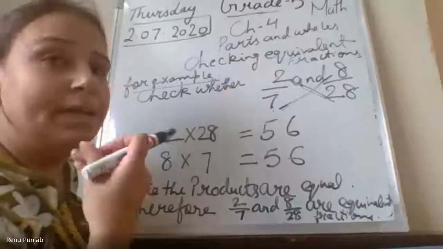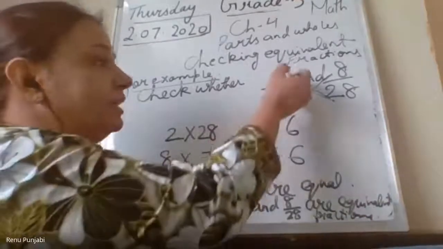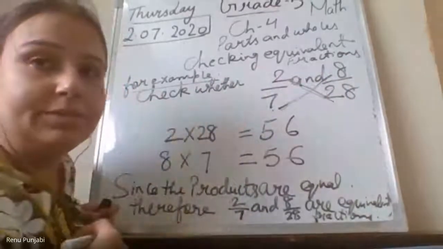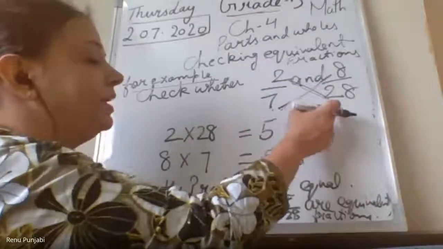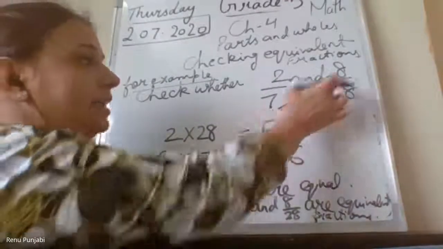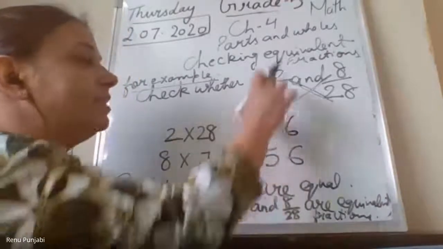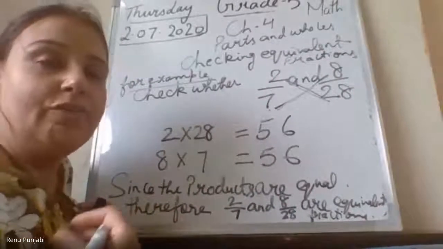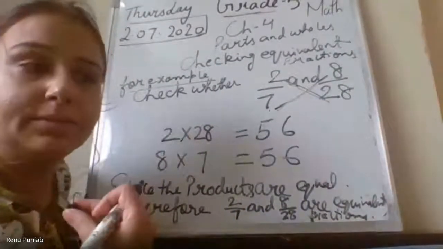In the cross multiplication method, to check the equivalent fractions, we have to multiply the numerator with the denominator of the second fraction. Yes? So 2 into 28 is 56 and 8 into 7 is also 56. In that case, this fraction is equal to this fraction, we can say. We are checking here whether the two fractions are equal or not.